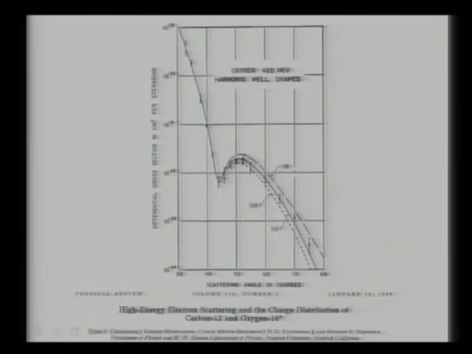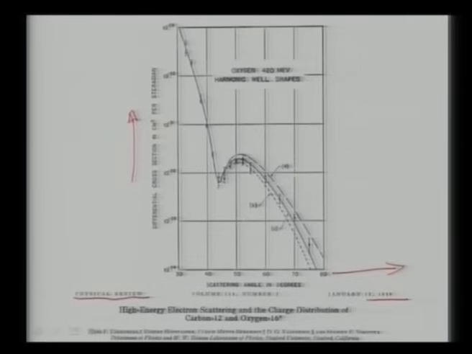Alright, this is taken from Physical Review, January 15, 1959: high energy electron scattering and charge distribution of carbon 12 and oxygen 16. So, look at this curve. On the y axis, it is the differential cross section in centimeters squared per steradian. At this moment, you just think that it is proportional to the number of electrons which are coming at that particular angle. On the horizontal axis, it is the scattering angle in degrees. So, from the initial direction of the electron, through which angle the electron is scattered, and how many of them are scattered at that particular angle, that is plotted here.